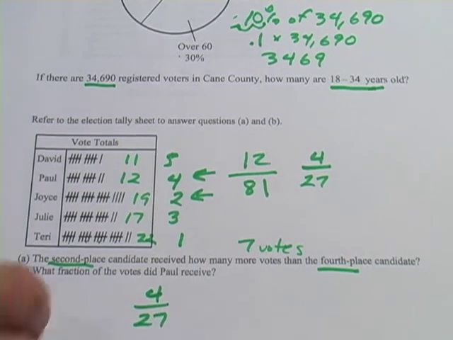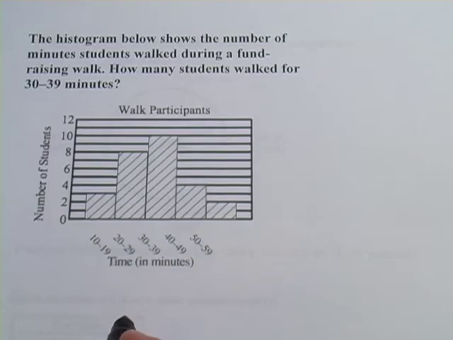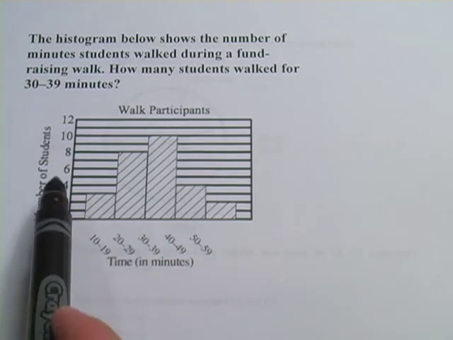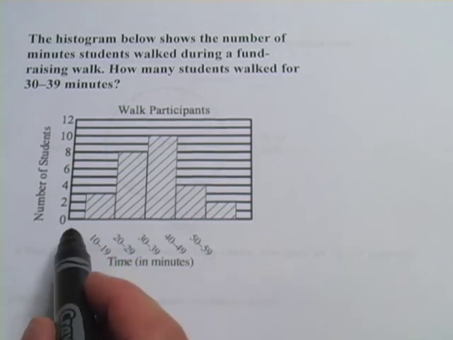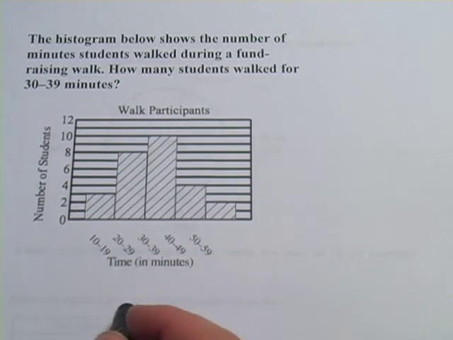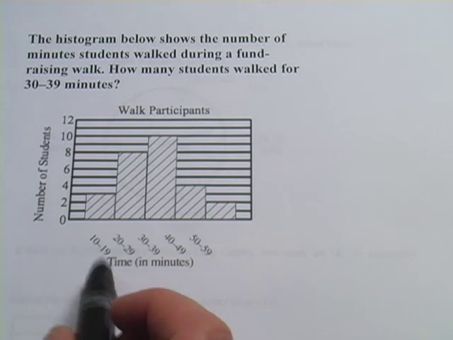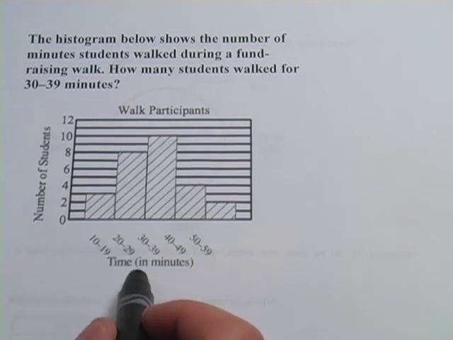Let's look at one more. In this question, we see a histogram, and this is something you should have seen before. A histogram is a kind of bar graph, and the heights of the bars show some piece of data. In this case, it's the number of students in a particular group. And then the width of the bars show some other kind of data. In this case, it's ranges of time, 10 to 19, 20 to 29. They're all 10-minute widths.